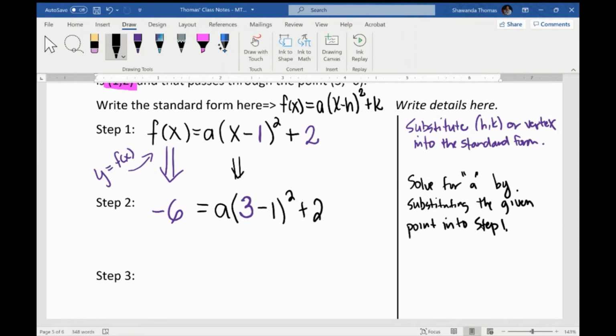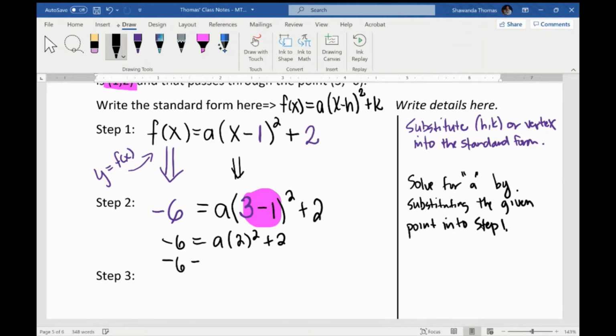If we want to use order of operations, what would you do? Break down the parentheses. Yeah, let's do that first. All right, so we have -6 equals a times what squared? 2 squared, plus 2.